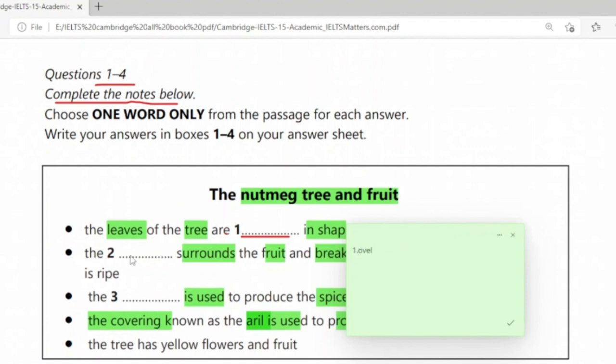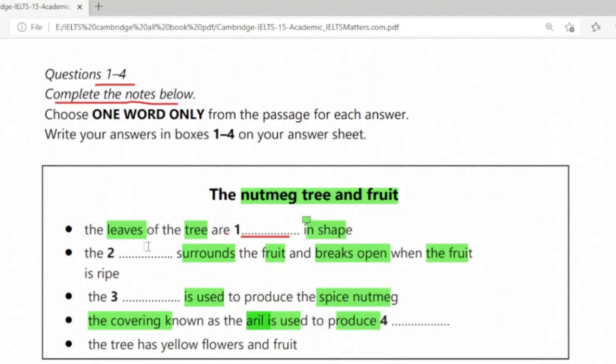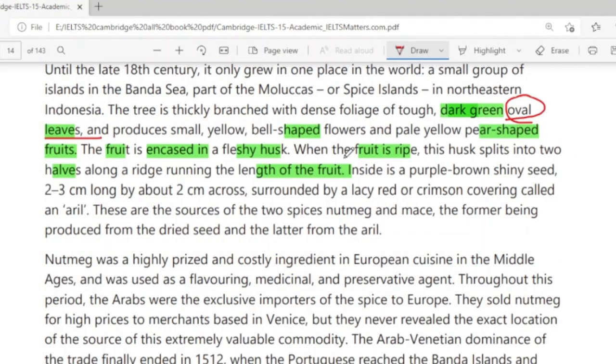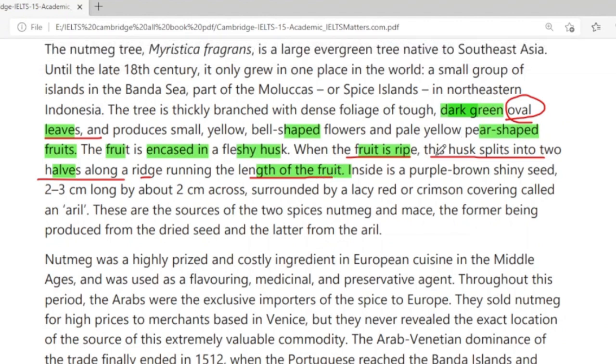Next, the dash surrounds the fruit and breaks open. The dash surrounds the fruit and breaks open when the fruit is ripe. When the fruit is ripe, the husk splits into two halves along the ridge, running the length of the fruit. So here it says what divided? These husks split into two. So the husks are the answer to 2.